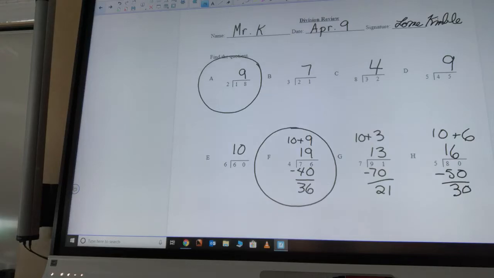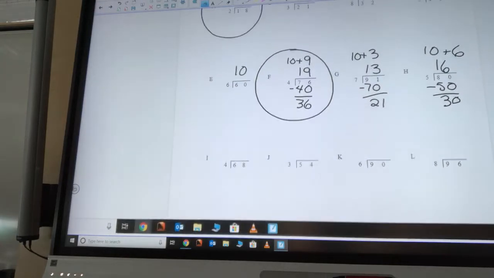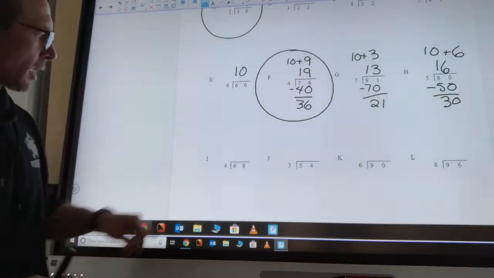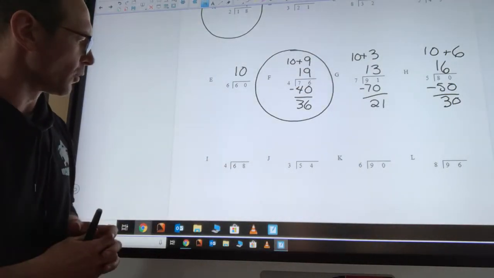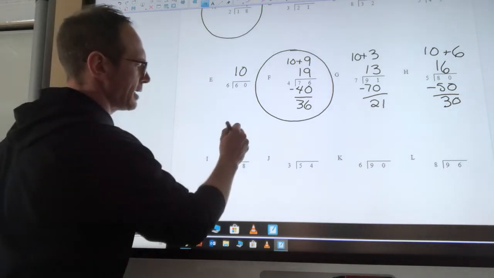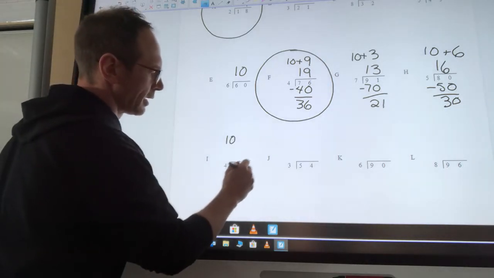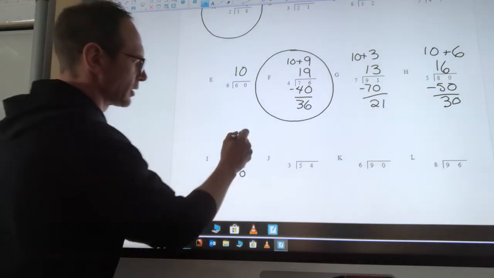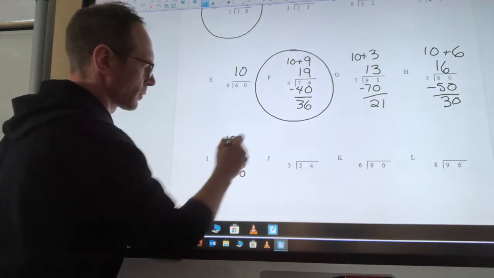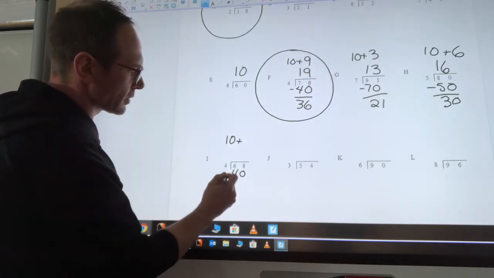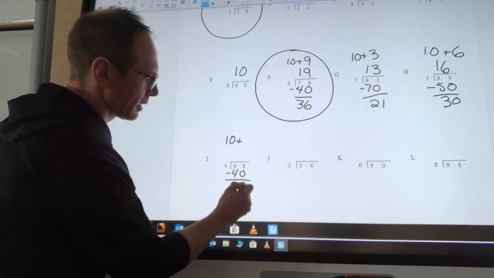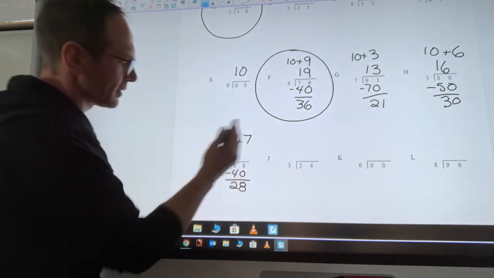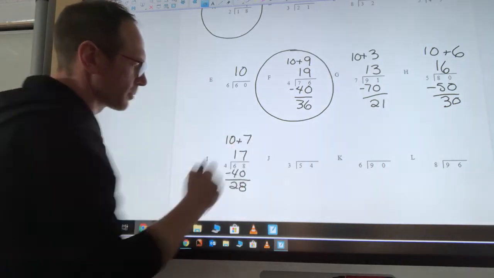Scrolling down, I'm going to look at the bottom of this page. I is 68 divided by 4. I know 4 times 10 is 40. And by the way, 4 times 20 is 80, so that would be too much. So I know it's going to be 10 and something. 68 minus 40, that's 28. I know that 28 divided by 4, that's 7. So I have 10 and 7, so my answer would be 17.